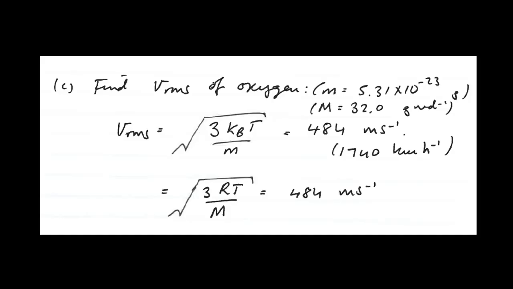Finally, part C, find Vrms of oxygen. The mass of an oxygen molecule is 5.31 times 10 to the minus 26 kilograms, or 5.31 times 10 to the minus 23 grams, and the molar mass is 32 grams per mole, or 0.032 kilograms per mole. Vrms is the square root of 3 kB T upon m, which is equal to 484 meters per second. That is 1,740 kilometers an hour, a very high speed. We can also find it by taking the square root of 3RT over the molar mass, which is also 484 meters per second.